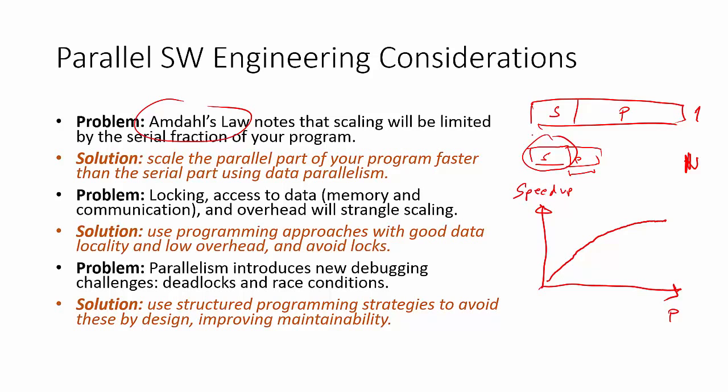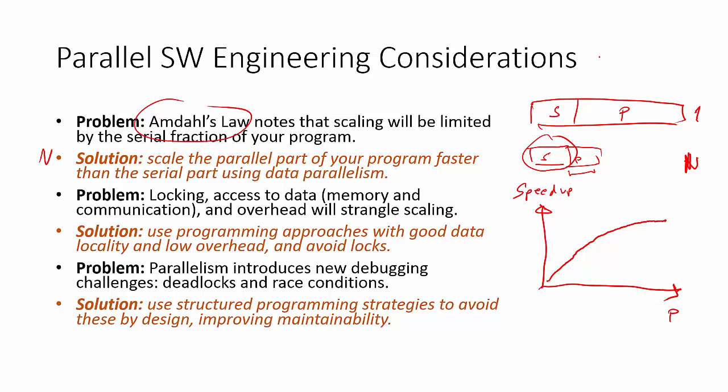So the scaling of a parallel program is limited by the serial fraction of the program. The solution here is to scale the parallel part of a program faster. So if you add more data to it, using data parallelism will hopefully increase the execution time of the parallel part more slowly than the execution time of the sequential part.